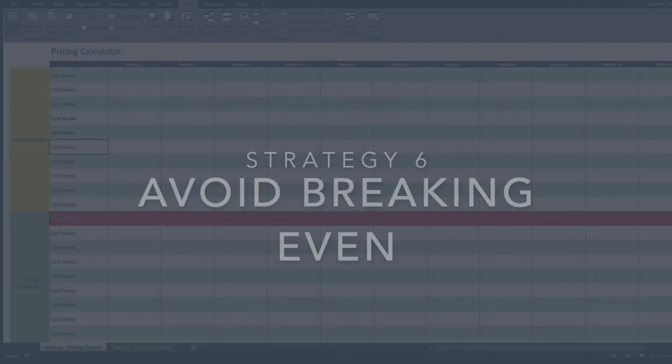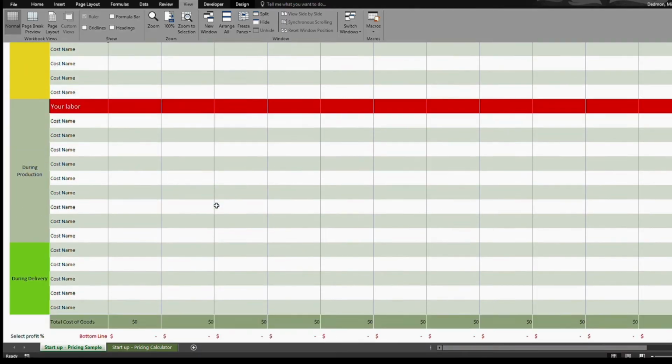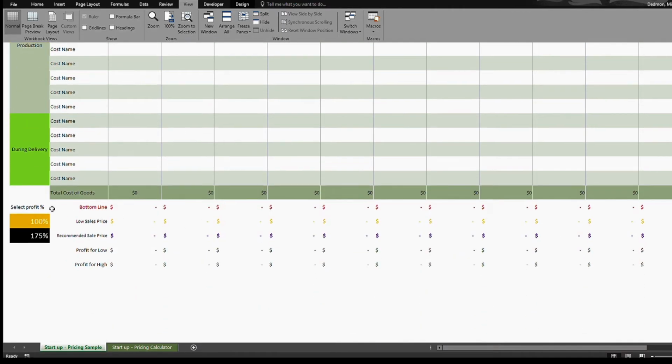Number 6, avoid breaking even at your bottom line. So in this form itself, I've included that figure for you, so it automatically calculates that for you. Your bottom line in business is, if it costs you $25 to deliver a product, your bottom line is $25. If you make $25 on that sale, you've broken even. You didn't lose any money, but you didn't make any money.